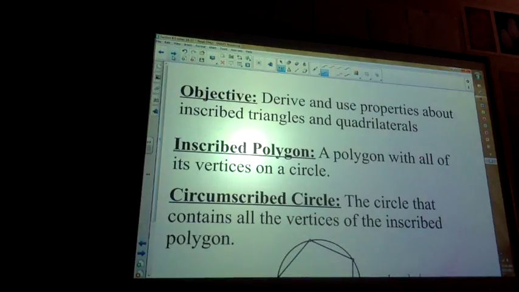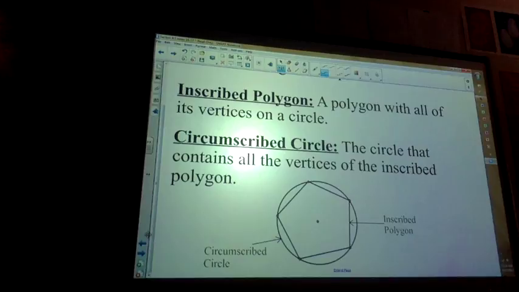All right, objective. Derive and use properties about inscribed triangles and inscribed quadrilaterals. Inscribed polygon, a polygon with all of its vertices on the circle. So all the corners would find their way onto the circle. A circumscribed circle is the circle that contains the vertices of the inscribed polygon. So it looks like they have a pentagon drawn there. It's an inscribed pentagon because the vertices of the pentagon all happen to lie on the circle. The shape does not have to necessarily be regular in order for this to happen, but there are some rules that will come with it.